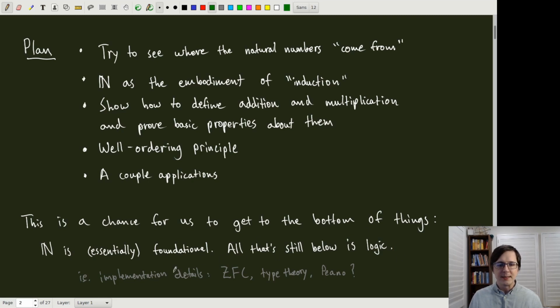In other words, they're implementation details, like are we implementing mathematics inside of Zermelo-Fraenkel-Cantor set theory, ZFC? Are we implementing it in another system called type theory? Are we doing the natural numbers in Peano arithmetic? We're just going to avoid these foundational questions that are at the logic level.